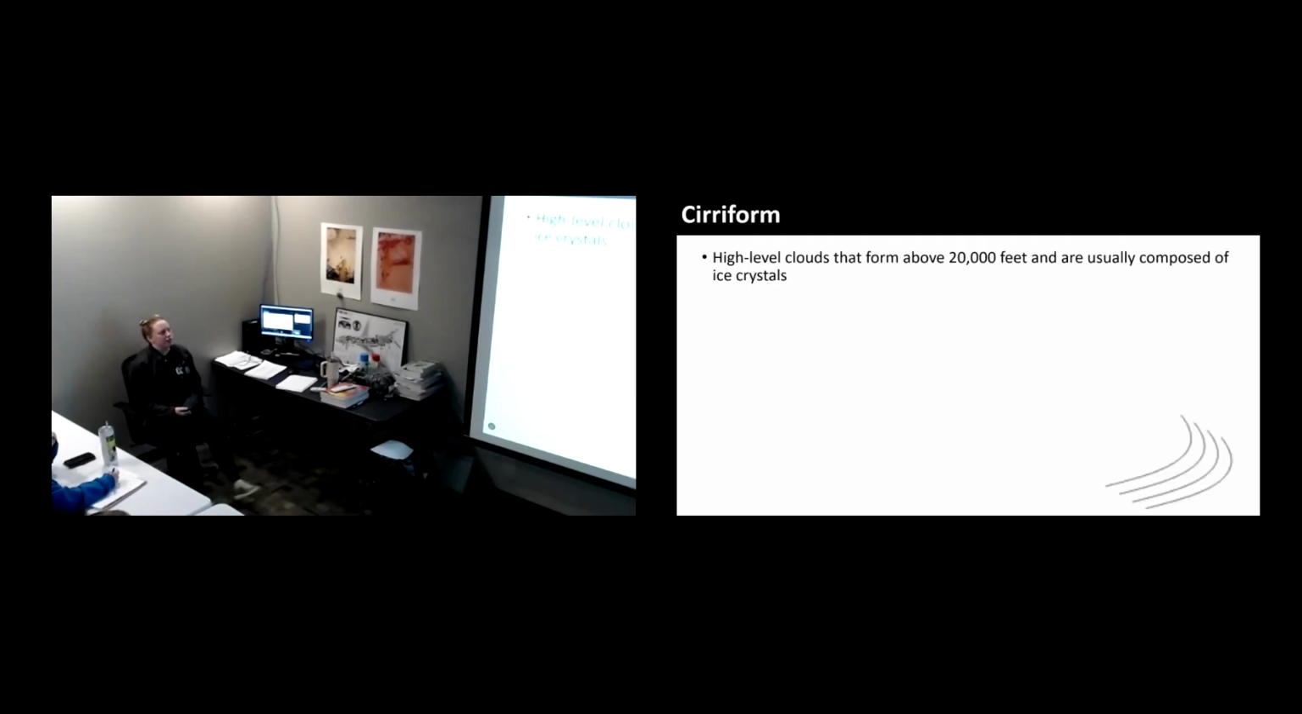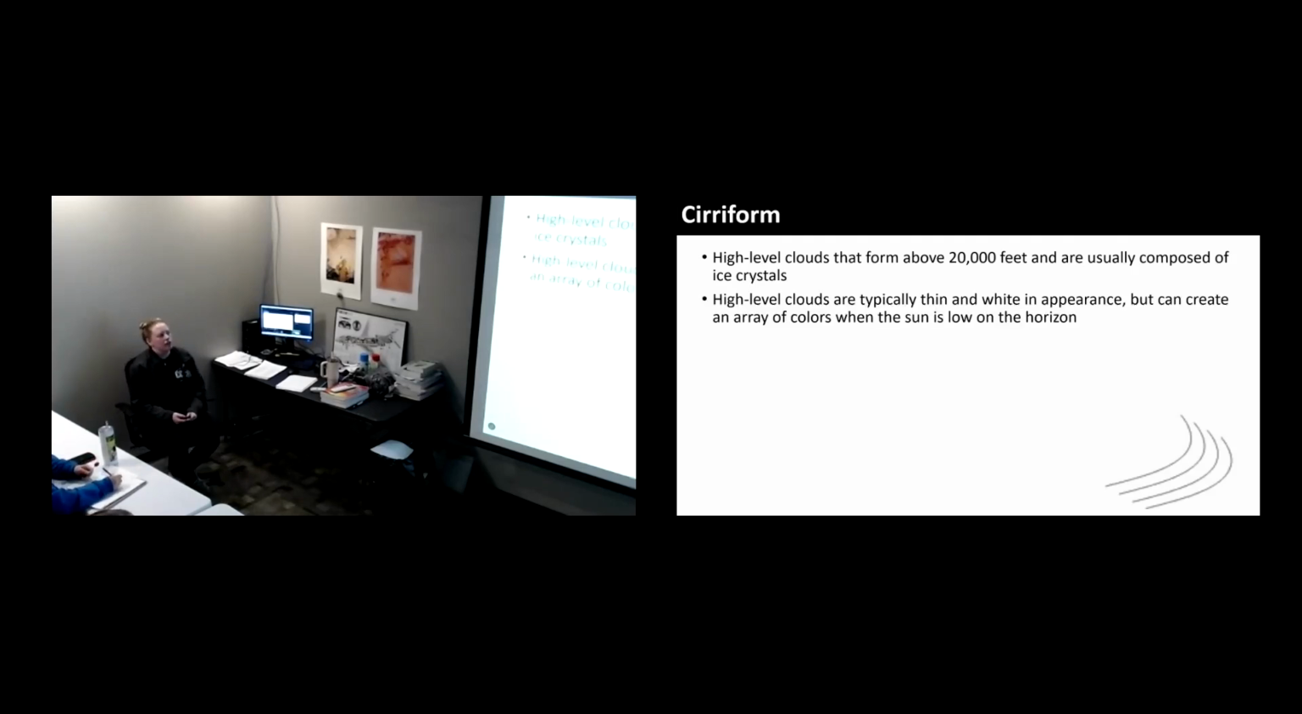So, cirriform clouds. High-level clouds above 20,000 feet, usually composed of ice crystals. You're not going to be quizzed too much on these because you don't really deal with these as low-altitude pilots. High-level clouds are typically thin, white in appearance, and can create an array of colors. Cirrus generally occur in fair weather and point in the direction of air movement at their elevation. They're those flowy ones up in altitude.